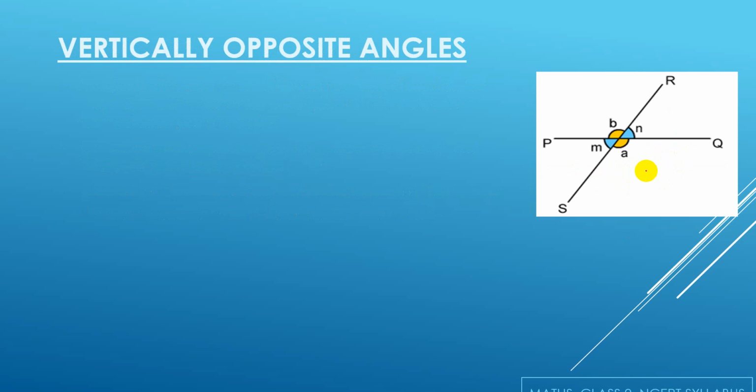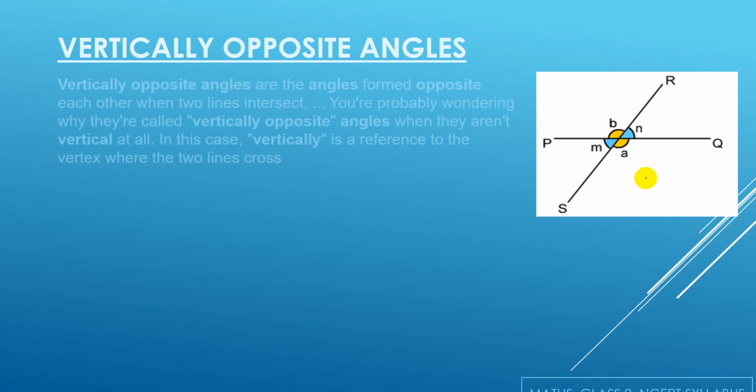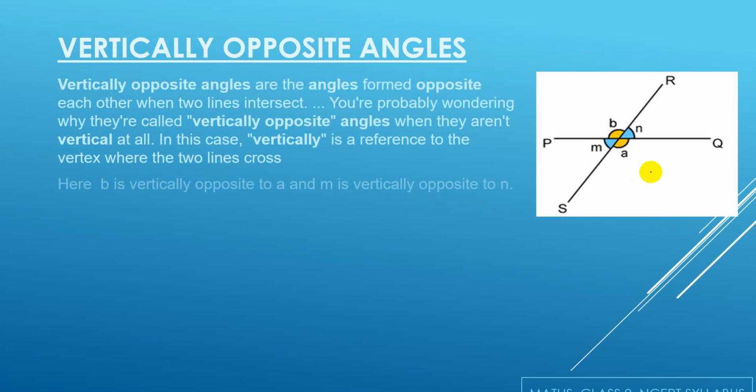Understood? Okay. Next, we come to vertically opposite angles. What are vertically opposite angles? These are formed when two lines intersect each other. In this case, I have two lines PQ and RS, intersecting at this point. When two lines intersect at a common point, the pair of opposite angles formed are known as vertically opposite angles.